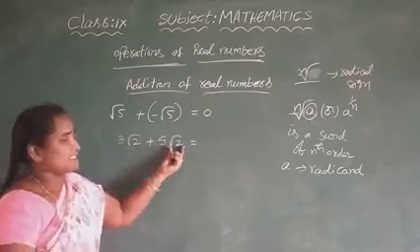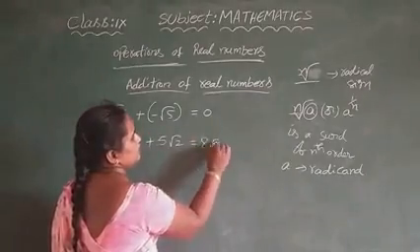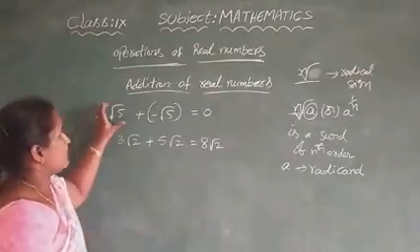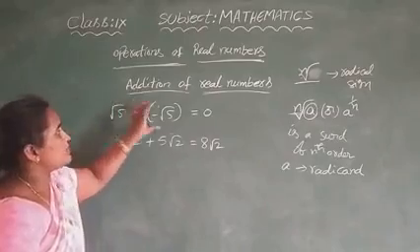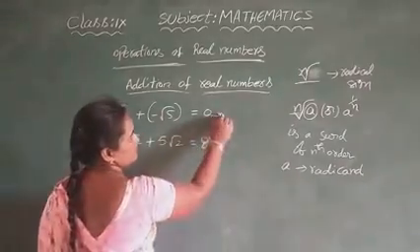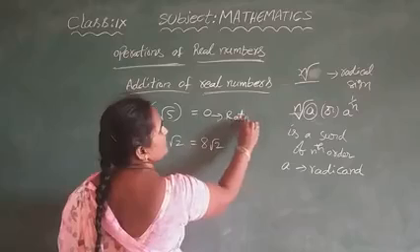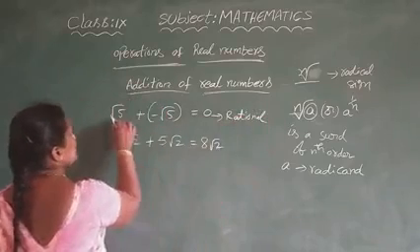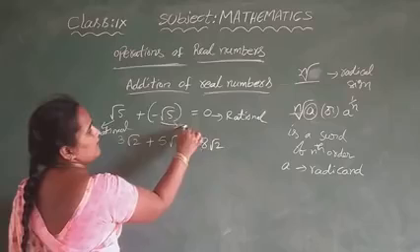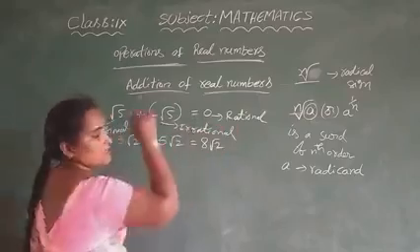Here similar surds are there, root 2. That's why 3 plus 5 is equal to 8 root 2. See here, this is an irrational number, and this one is also a negative irrational number. The sum of the two irrational numbers here is 0, which is 0 by 1. It is a rational number. So if this one is irrational and this one is irrational, the sum of two irrational numbers is a rational number.